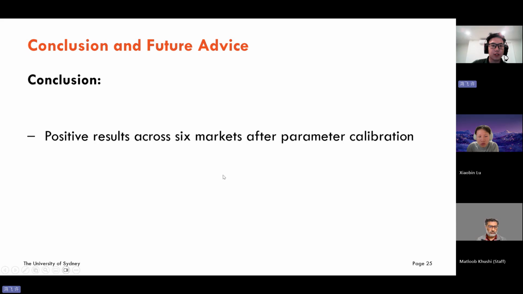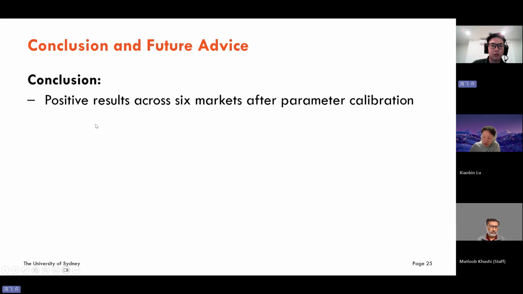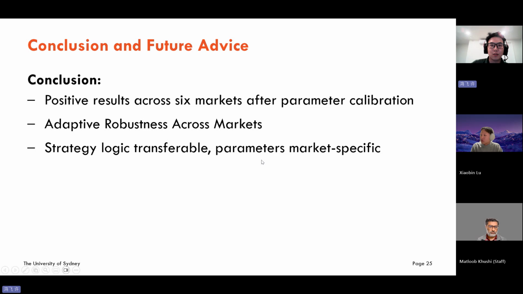So here's the conclusion and future advice. There are positive results: they're all winning in the backtest, and I also backtested them in 2026 and some of them are winning as well. And there is adaptive robustness across markets. Though I need to fine-tune every one of them, the result shows good. So the strategy is fine, only the parameters need to be changed. Strategy logic is transferable, parameters are market specific, as I said before.